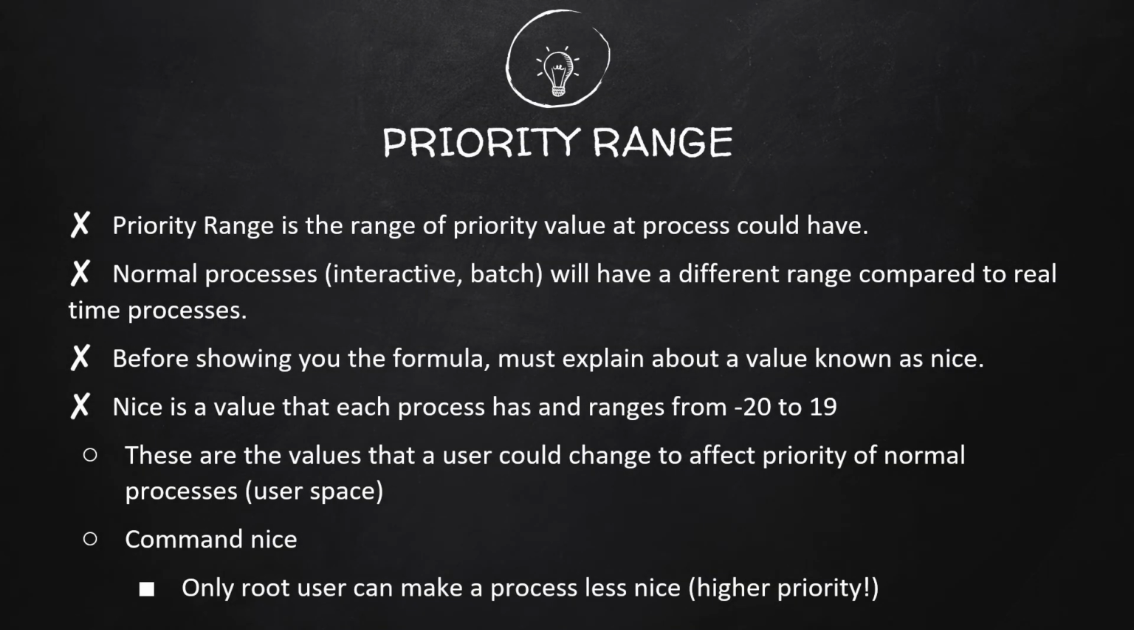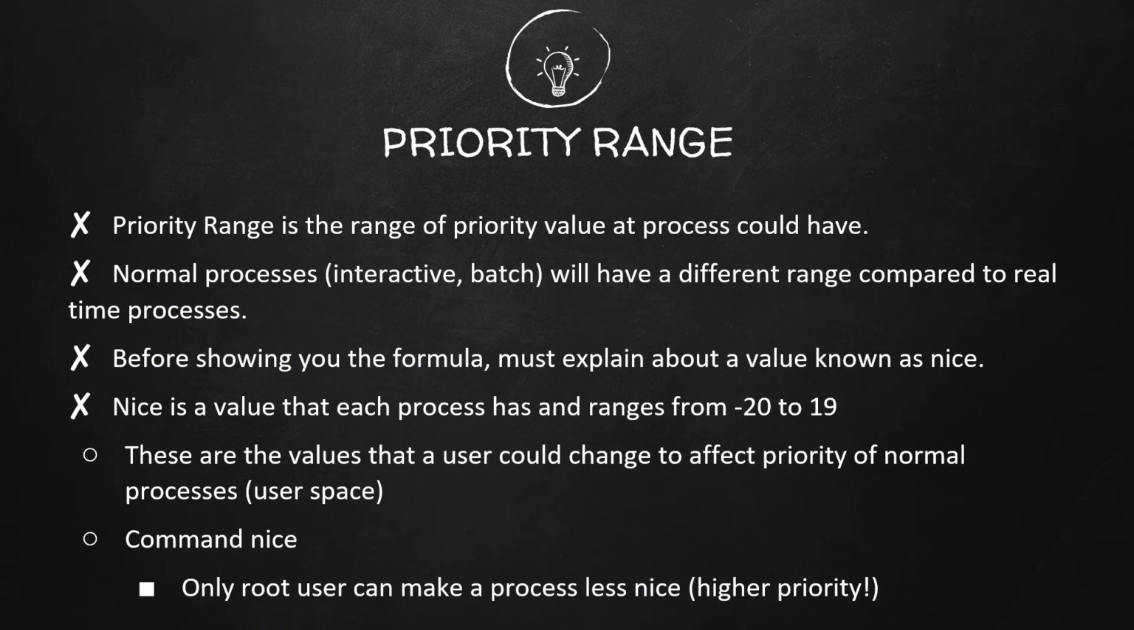Now let's look in detail at priority range, which is related to priority level and priority value. Priority range is the range of priority values a process could have. Normal processes, which include interactive and batch, will have a different range compared to real-time processes.